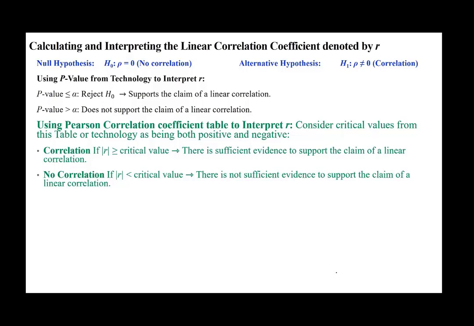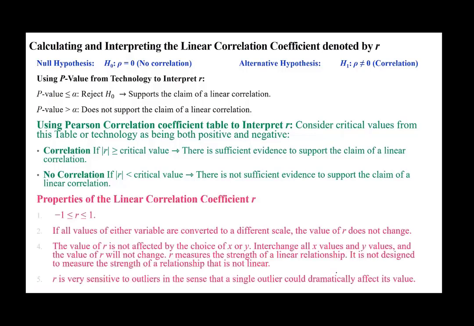And again, an example makes this clear. So we can use the table for the Pearson correlation coefficient. And again, remember, this is a two-tailed test, and so you're comparing it with the two-tailed test. That's the idea. Properties of the linear correlation coefficient are: -1 is less than or equal to R, less than or equal to 1.